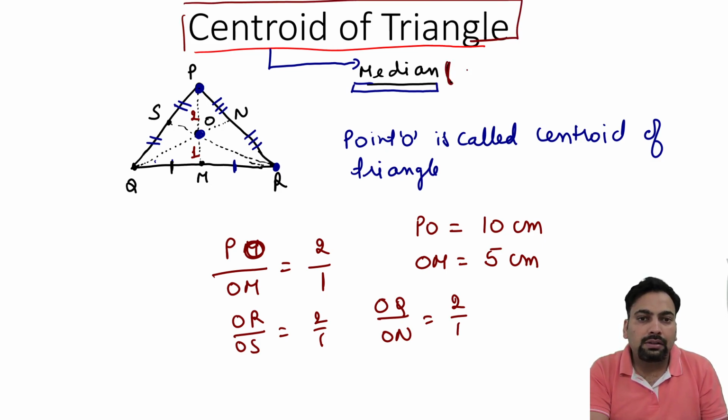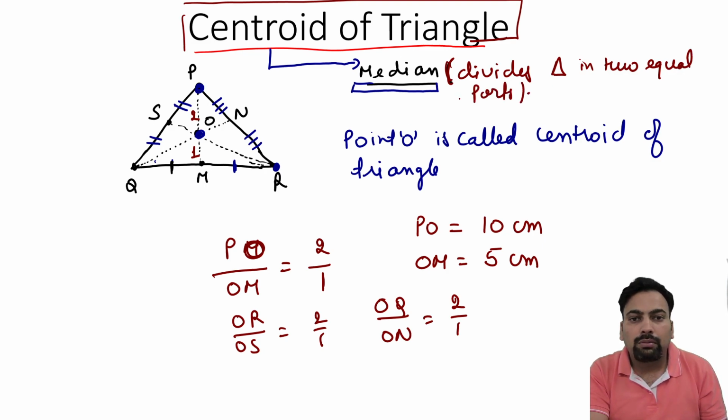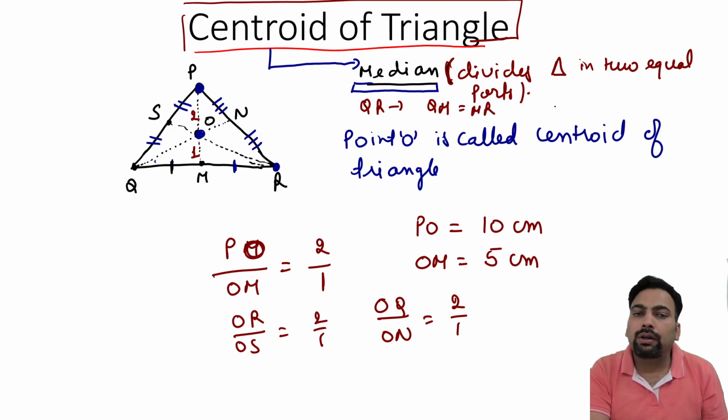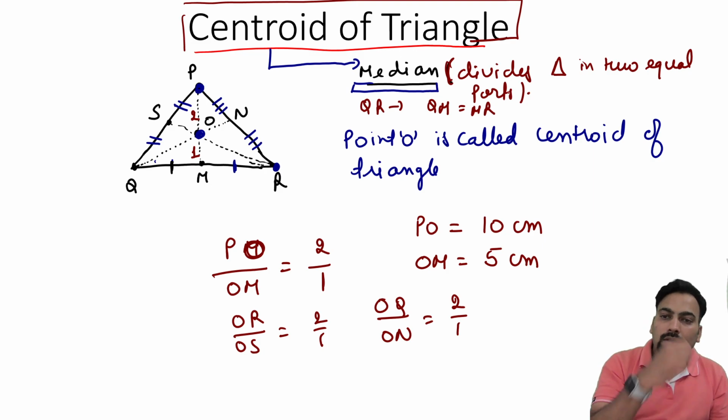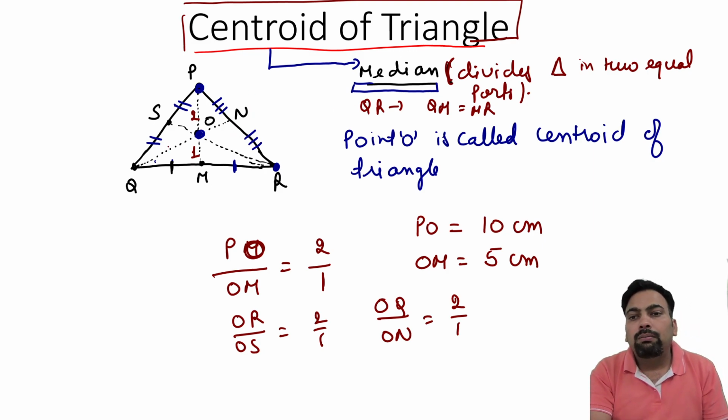And medians divide the triangle into two equal parts. Basically, M is the midpoint of QR, S is the midpoint of PQ, and N is the midpoint of PR.